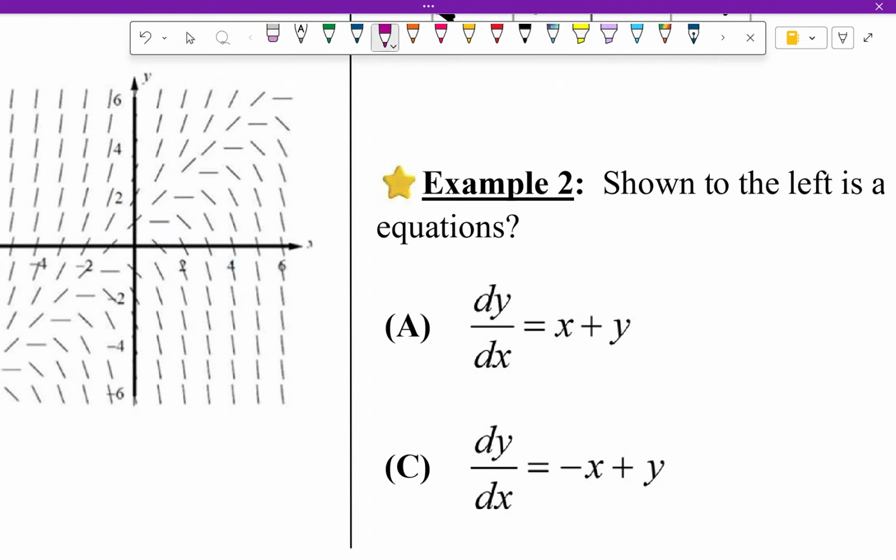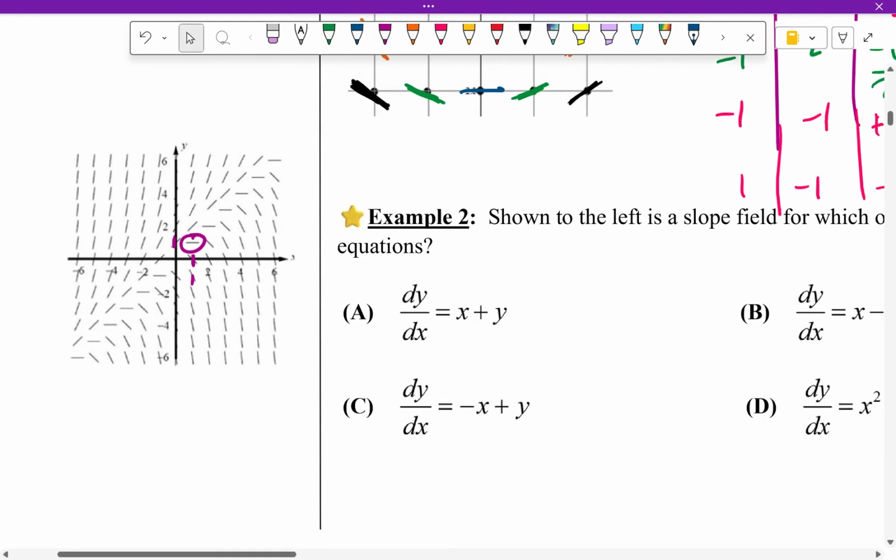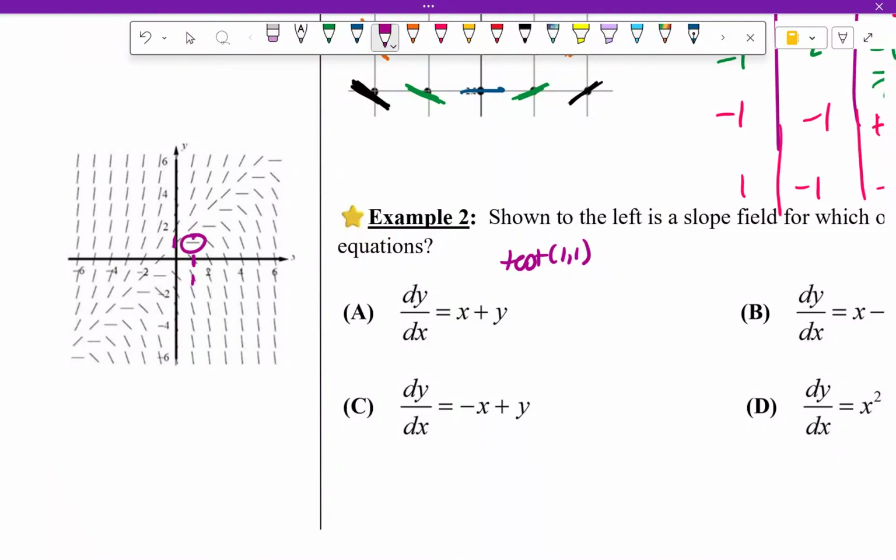I am seeing this value right here. I'm going to start with that one. I know that it's out 1, up 1. So let's see what happens. Okay, see if I can get some zero slopes out of it. So I am going to test 1, 1. All right, so I get 1 plus 1. What's that equal to? 2. Is that a slope of 2? Couldn't even be described as a slope of 2. I eliminate answer choice A.